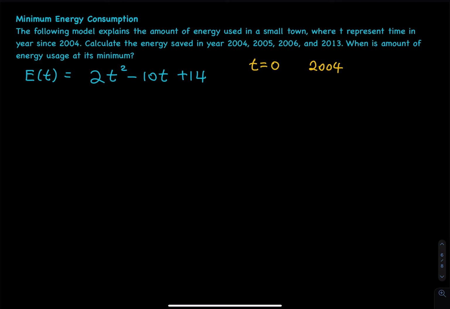So let's take a look at the problem. Calculate the energy consumed in years 2004, 2005, 2006, and 2013. Where is the amount of energy usage at its minimum?